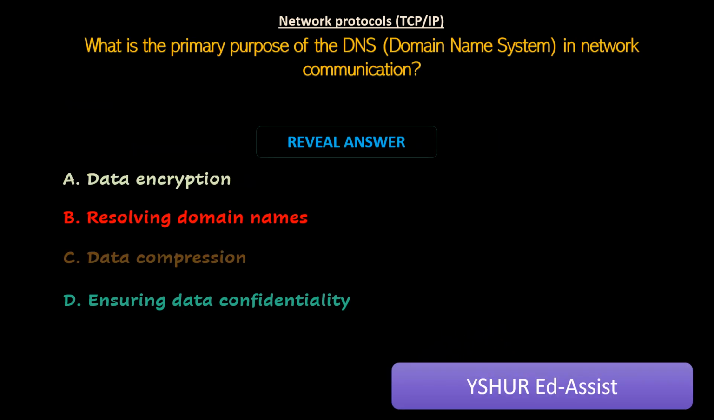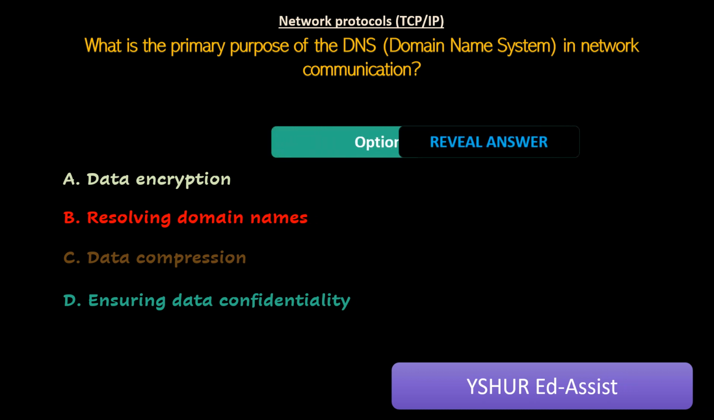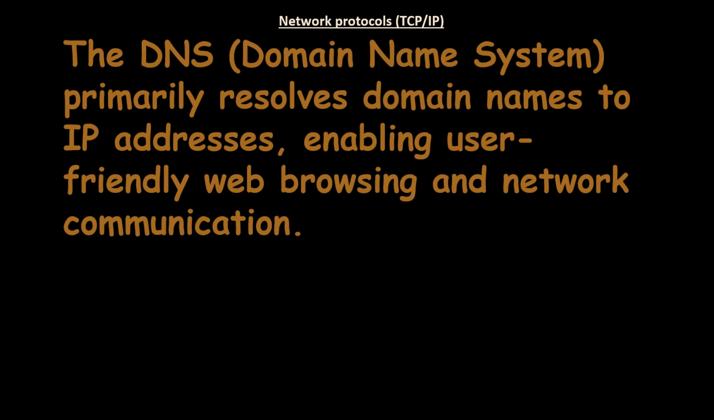What is the primary purpose of the DNS, Domain Name System, in network communication? A. Data encryption. B. Resolving domain names. C. Data compression. D. Ensuring data confidentiality. The DNS, Domain Name System, primarily resolves domain names to IP addresses, enabling user-friendly web browsing and network communication.